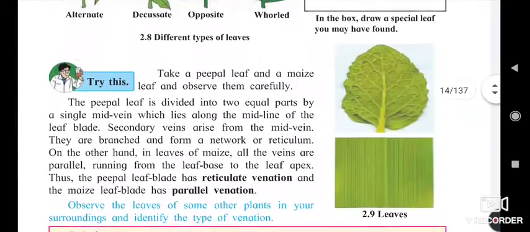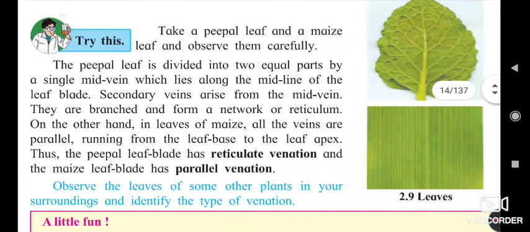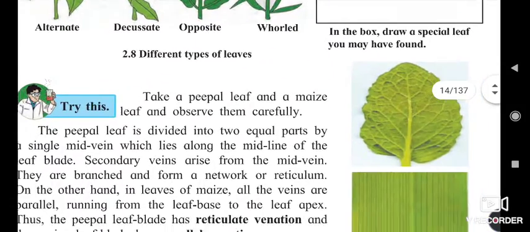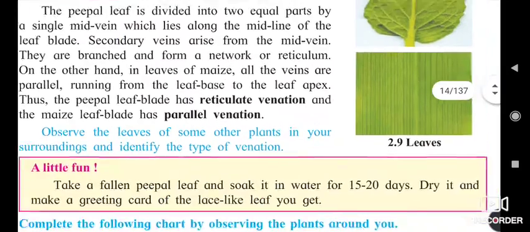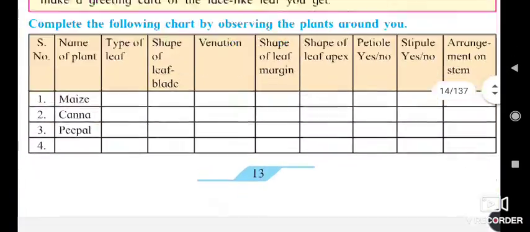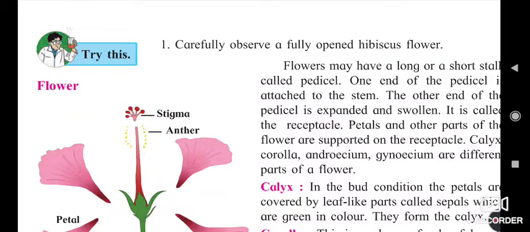In previous lecture we saw the parts of a tree, that is leaf and stem. In this lecture we are going to see the next part of a tree, which is the flower.